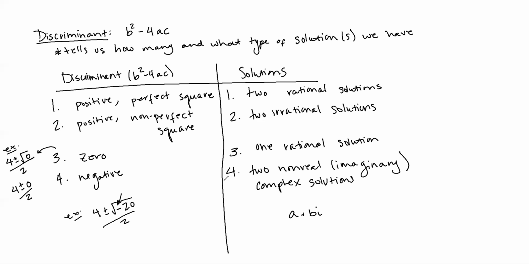All right, now let's go ahead and look at some examples. All we're going to do is say what kind of solutions we have and how many we have based on the discriminant. So we're not actually going to solve these. There's one more thing we're told to do though. For these examples, we're first told to find the discriminant.